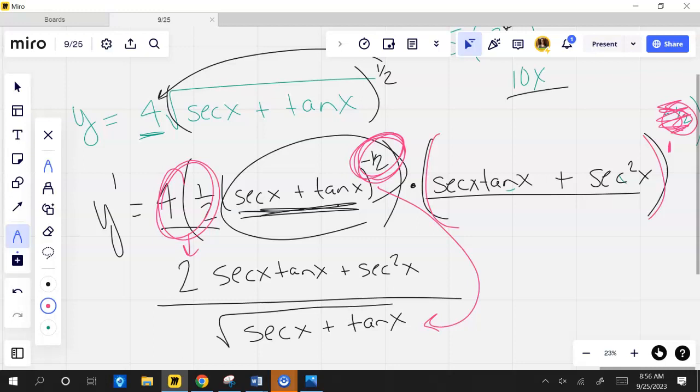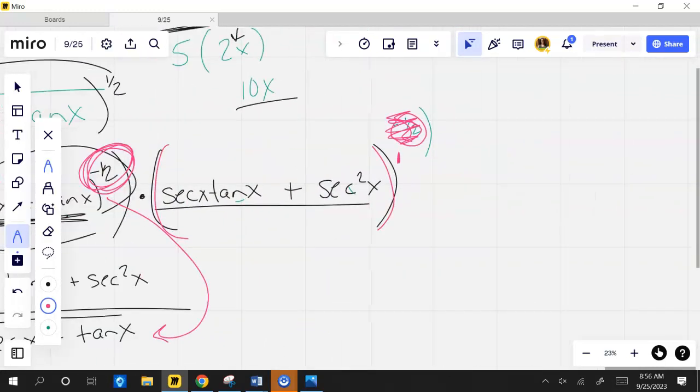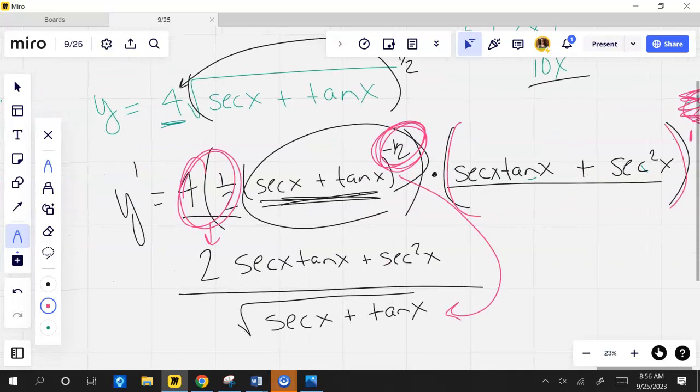Do you see the outside function? Do you see that? Do you see the function on the outside working your way to the end? Well, it's 4 times a half, and all of this is not a square root, but it's a square root in the bottom because it's a negative exponent.